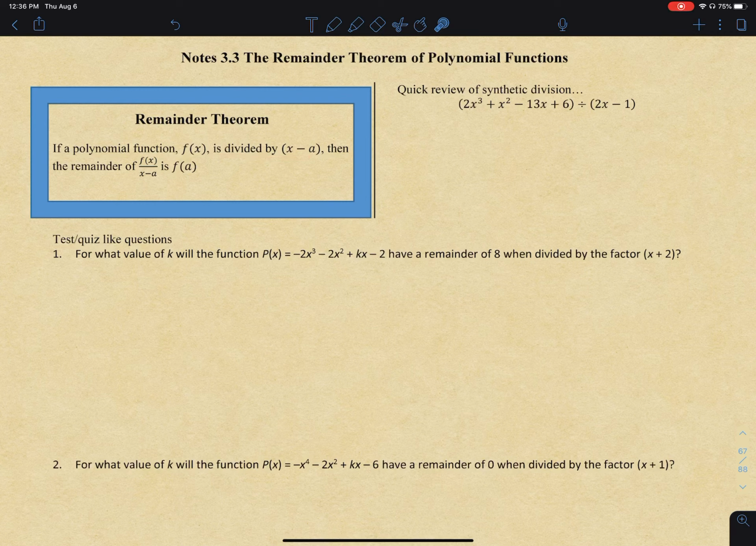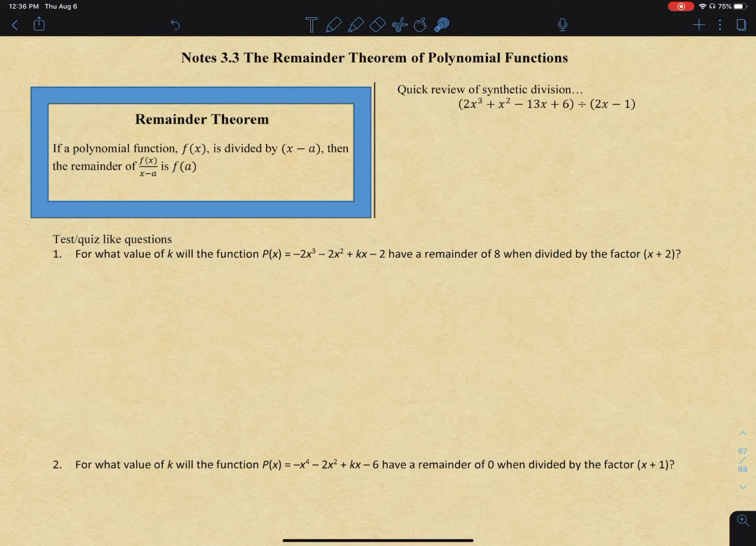function, then the remainder, if you divide the function by x minus a, is the same as whatever f of a is. So here's what that means. Let's say that a is 5. If I put 5 into this function and the answer is 4, if I take this function and divide it by x minus 5, the answer is also going to be 4.